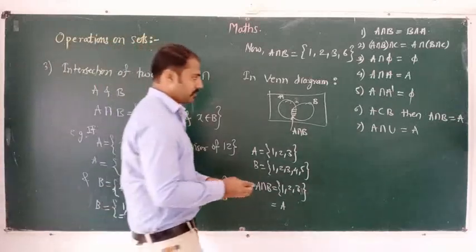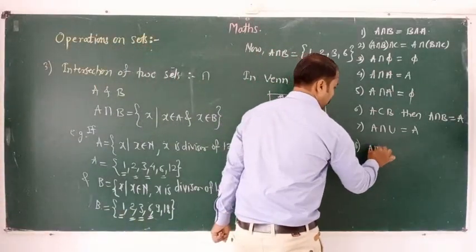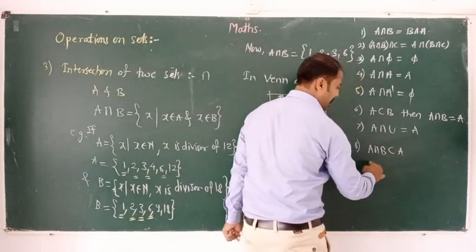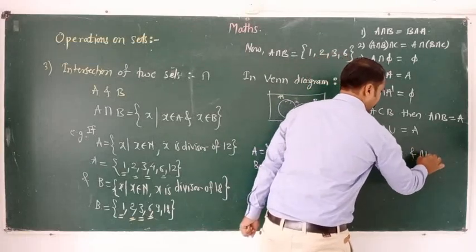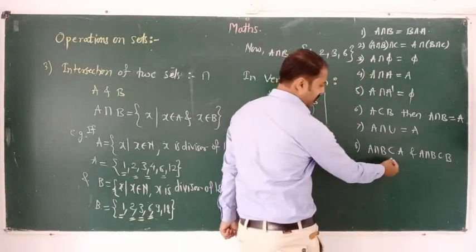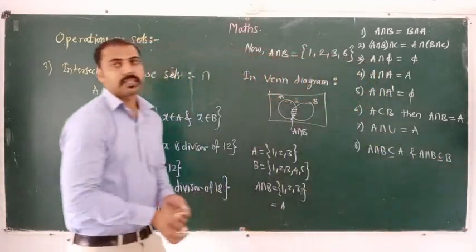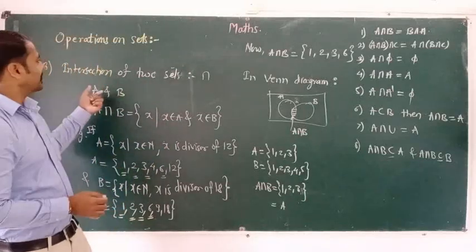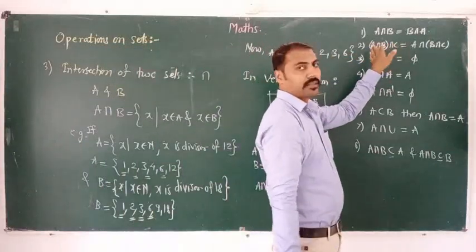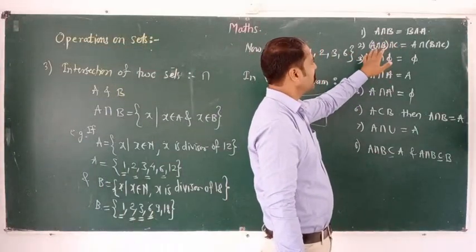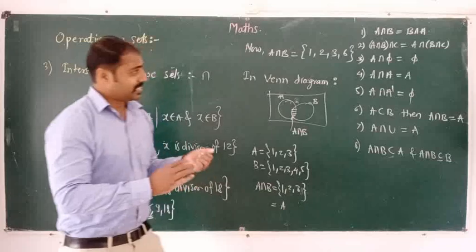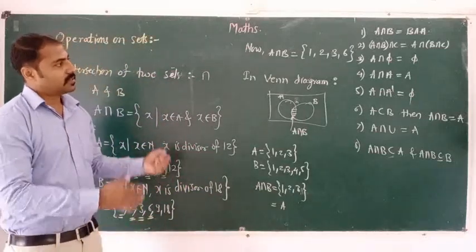And the last property: A intersection B is a subset of A, and A intersection B is also a subset of B. These are the properties of intersection of two sets. Look here, A intersection B is equal to B intersection A, that is, intersection is commutative. A intersection B, intersection C is equal to A intersection B intersection C. Intersection is associative like this.